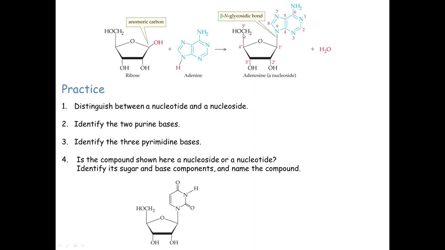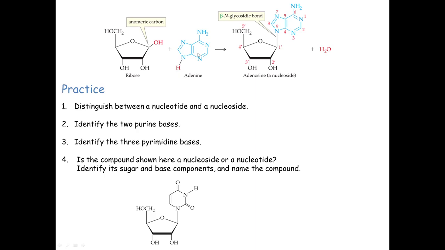So on the previous slides, I called it a glycosidic bond. Then I was more specific and called it a beta glycosidic bond. Now I'm being very specific and calling it a beta nitrogen glycosidic bond, or beta N glycosidic bond, because that's what's attached. Had it been an oxygen, it would be a beta O glycosidic bond. But as you know, adenine has no oxygens. So all these bases are attached through their nitrogens, not oxygen.